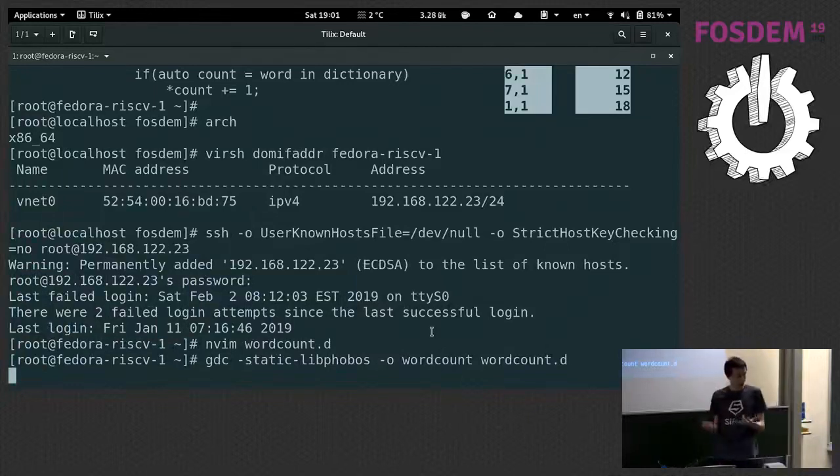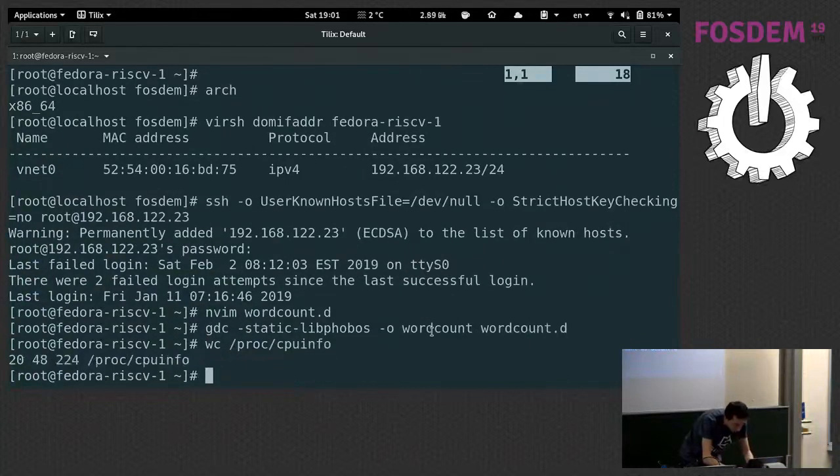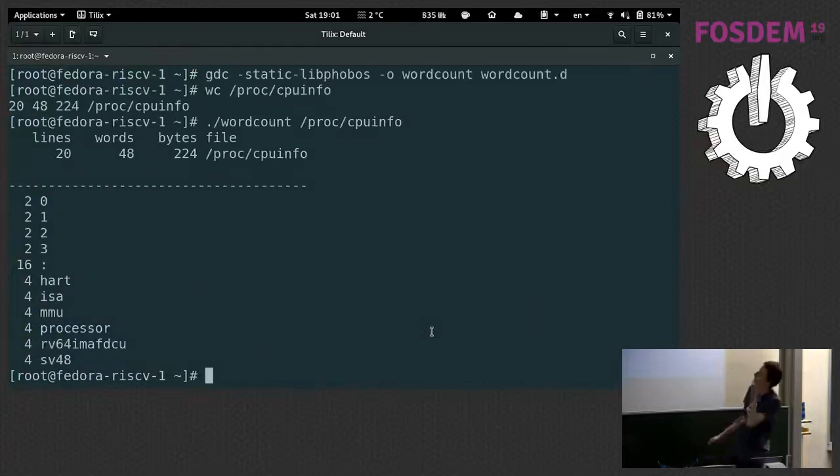Yeah, so that's a new language. Nice. So again, that seems correct, I guess. And that's also correct: 20 lines, 48 words. Yeah, it works. So that's a D application running on Fedora 30 rawhide on RISC-V, with GCC 9, which I think no one yet has.